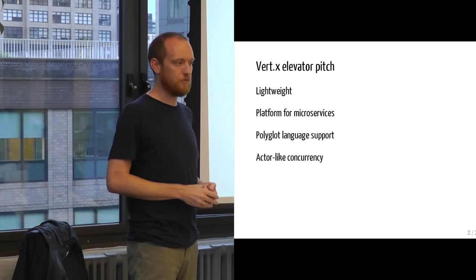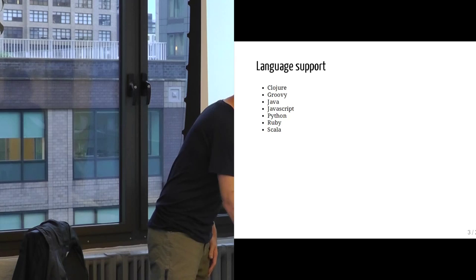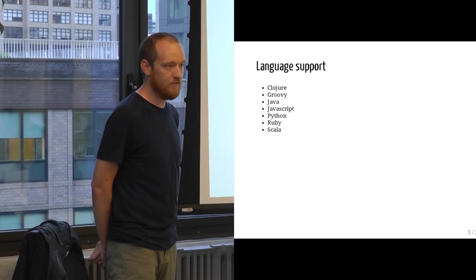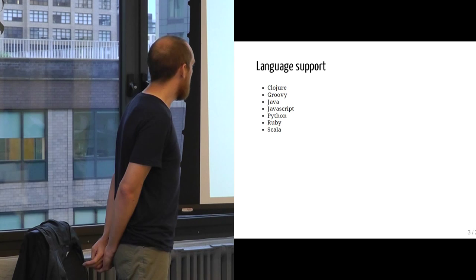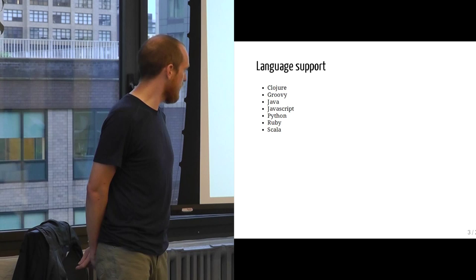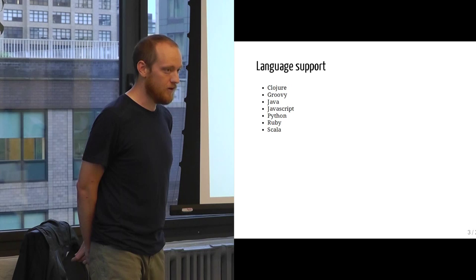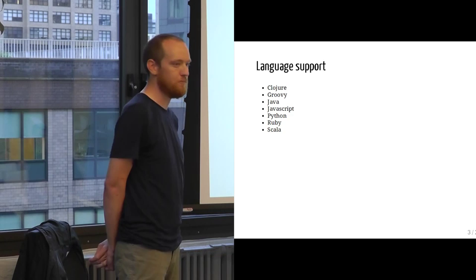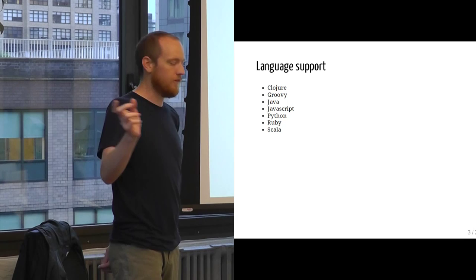As far as polyglot language support goes, this is the list of languages that Vert.x supports as of their 2.1 release, which just came out, I believe within the last month or so. And this is, I think, the official list, and there's a couple of others whose names I don't recall that are not included in the official list but can be added. You simply change a configuration file to pull in an additional language module and tell Vert.x this kind of file is associated with this language. Very easy to do.